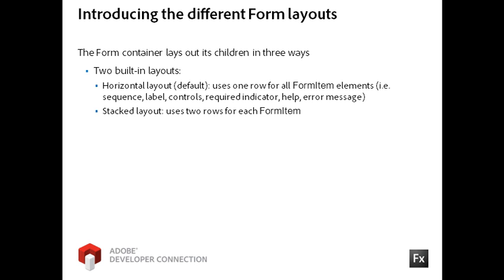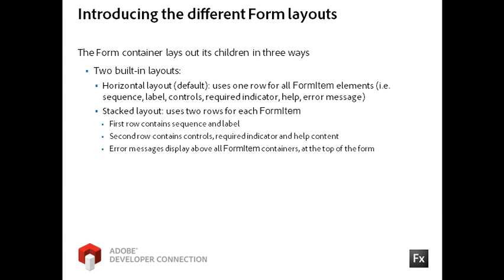This layout uses two rows for each form item container. The first row contains the form item labels, while the second row displays the required indicator and help content. In the stacked layout, error messages display above all form item containers at the very top of the form. This exercise will focus on the stacked layout of the form container. The last layout is a customized grid-based constraint layout that is outside the scope of this training.